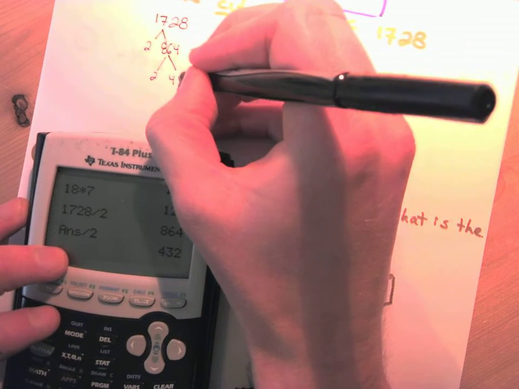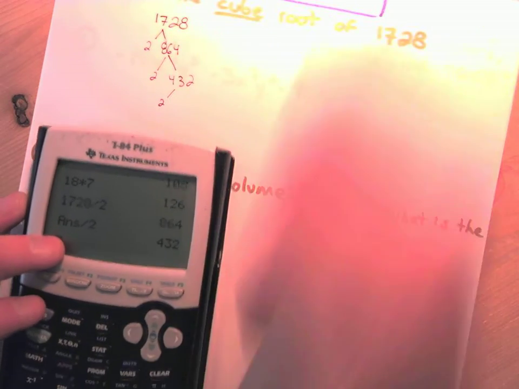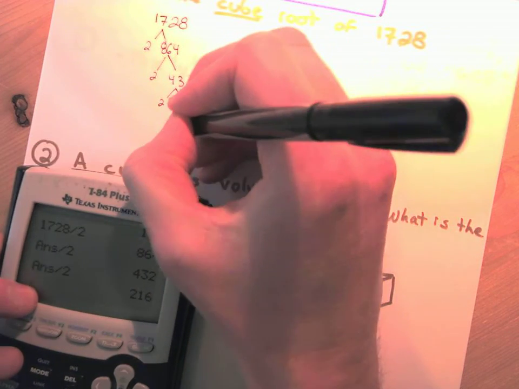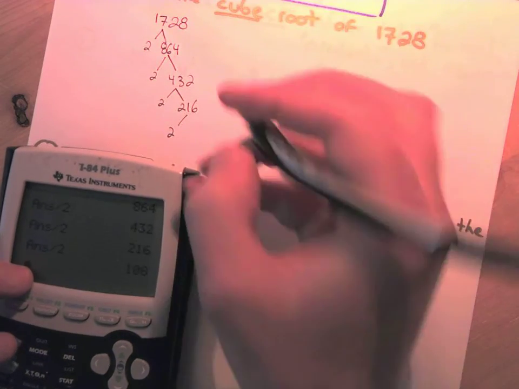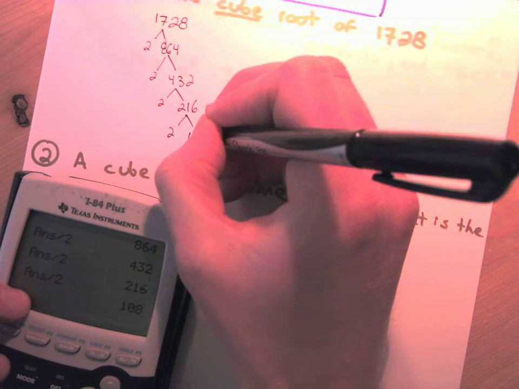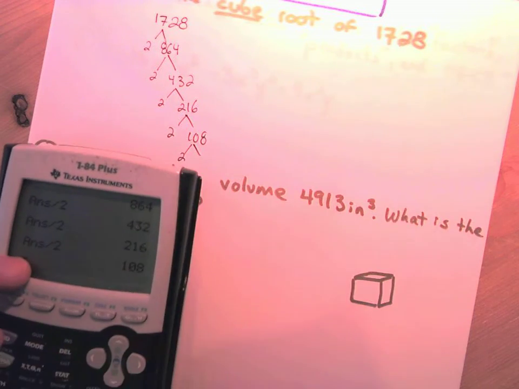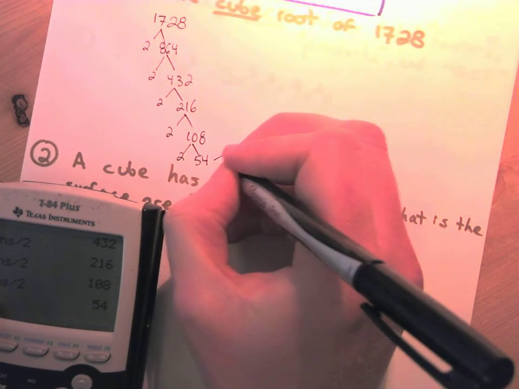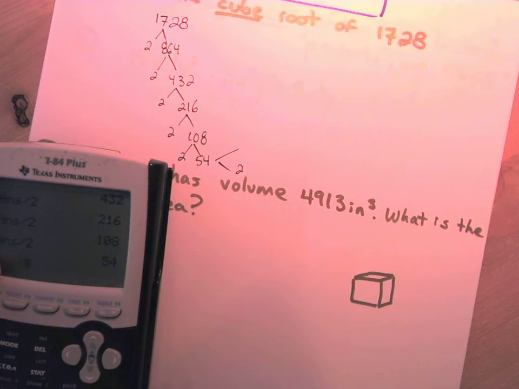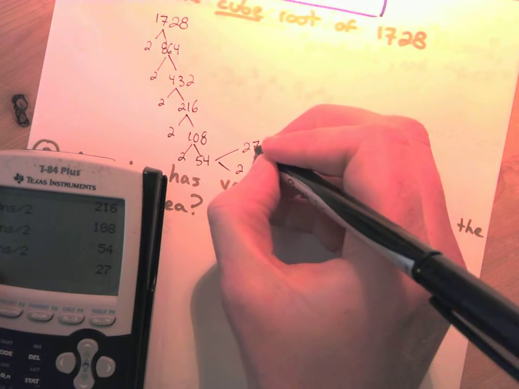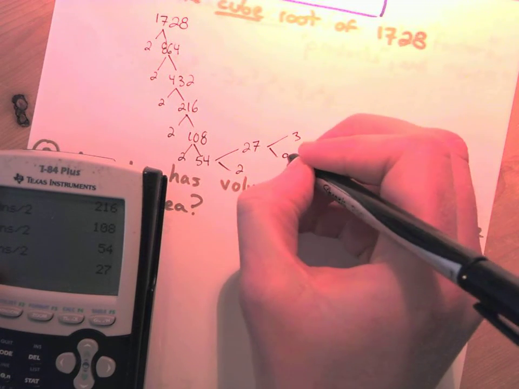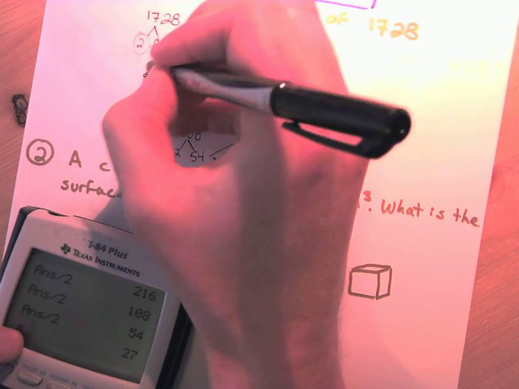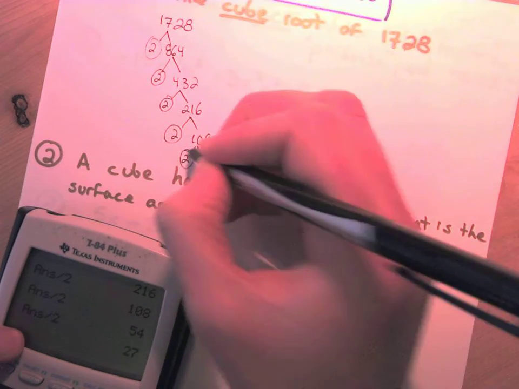432. And I know that will have a 2 as well. Divide by 2. I know that will have a 2 again. Divide by 2, 108. That's going to have a 2 as well because it's even. 54. I'm going to have to go sideways now. 2. 27. And I know 27 is 3 times 9. And I know 9 is 3 times 3. So now we have branches everywhere.